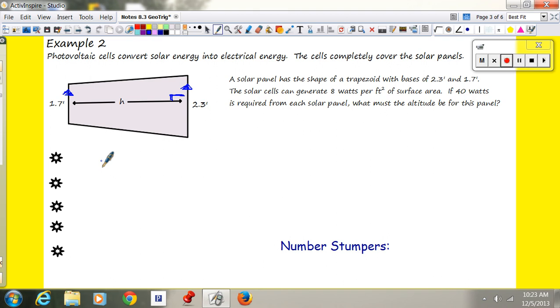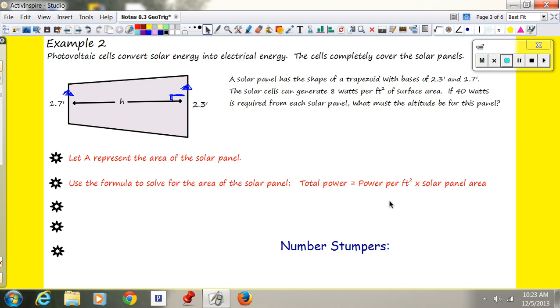So the first thing we need to do is let A represent the area. We don't know the area of that yet. We do know how much output of watts it gives us: 40 watts. We do know that it gives us 8 watts for every square foot. So we've got to find out what the area is. We're going to use the formula to solve for the area. The formula is total power equals power per square foot times solar panel area.